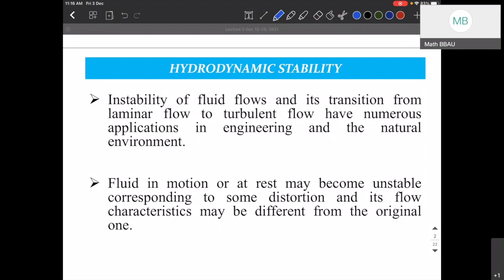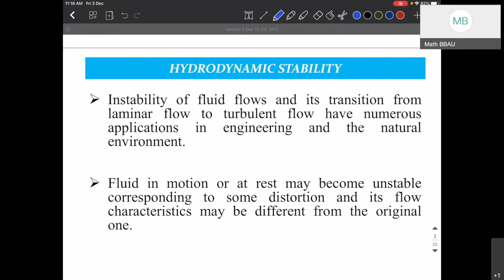Okay, flow in motion or at rest may become unstable corresponding to some distortion, and its flow characteristic may be different from the original one. If it is unstable and disturbed, then definitely the flow characteristic will be changed. But if it is stable, then after some time when it regains its original position, the flow characteristics will be exactly the same as in the basic state.